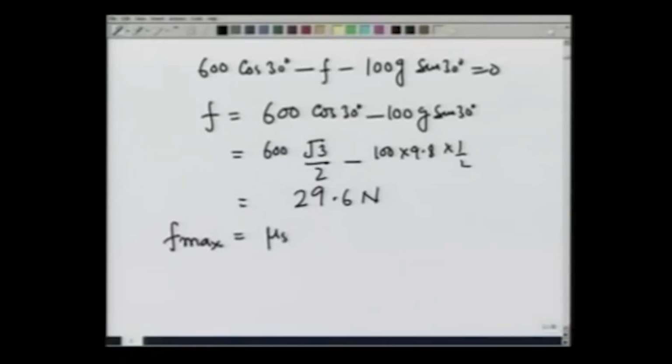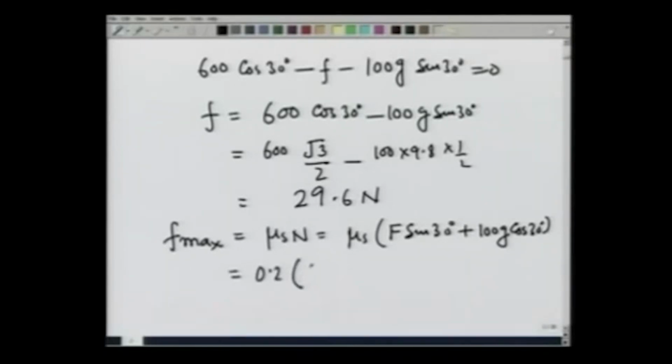This is mu s N, and we have already calculated that N is equal to F sine of 30 degrees plus 100 g cosine of 30 degrees. So, in this case this will come out to be 0.2 times 600 divided by 2 plus 100 times 9.8 times the square root of 3 by 2. This number you can calculate comes out to be 229.74 newtons.